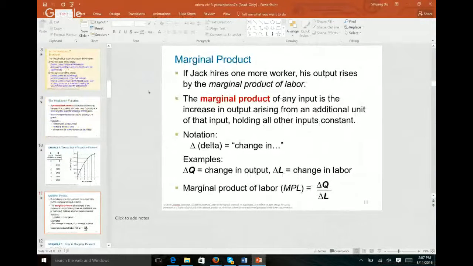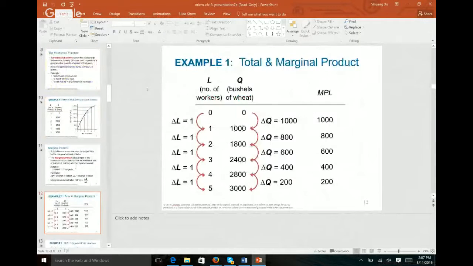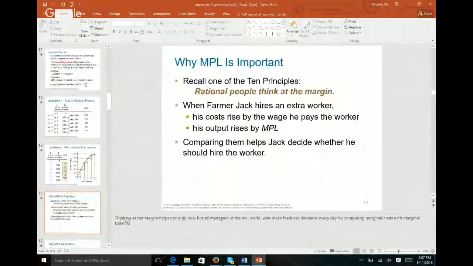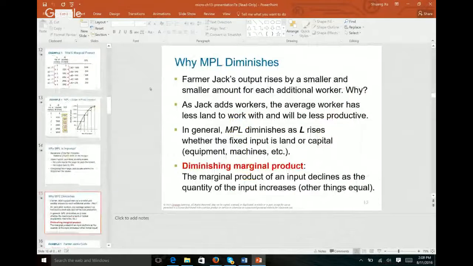All right, so let's talk about this. What is the marginal product? How do you find it? Know what diminishing marginal product is. It just means, holding everything else the same, that if you keep hiring more workers, the marginal output per worker decreases as the number of workers you hire increases. That's called diminishing marginal product.